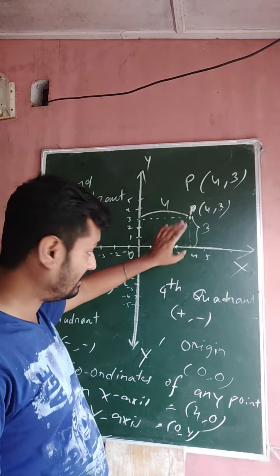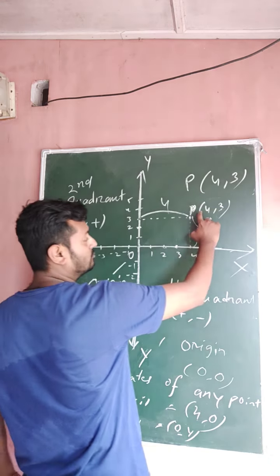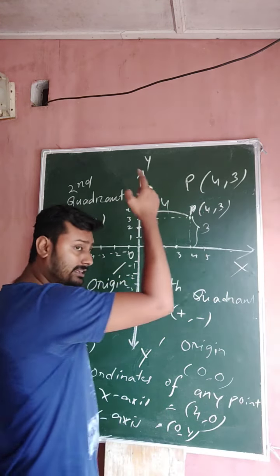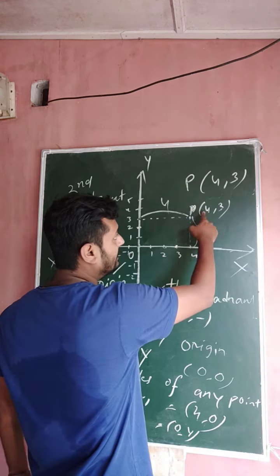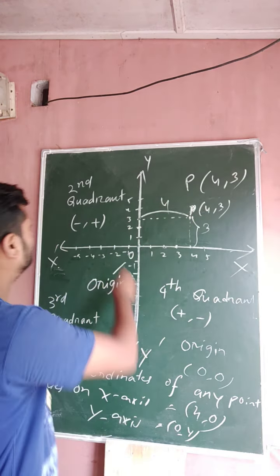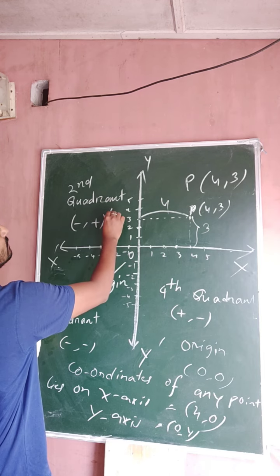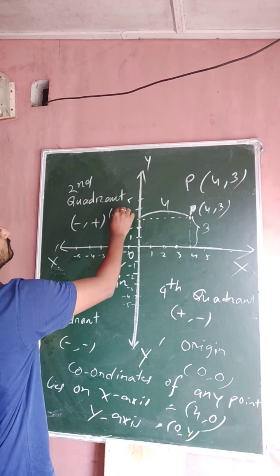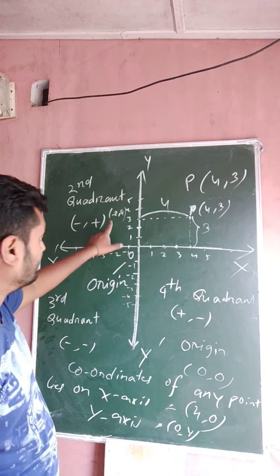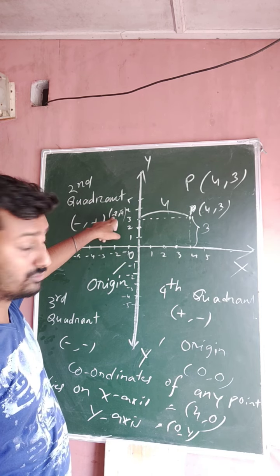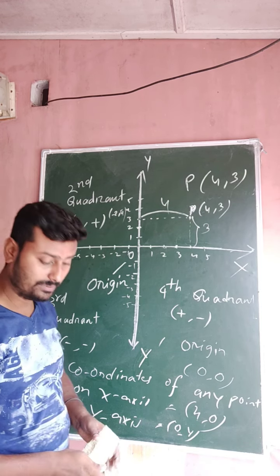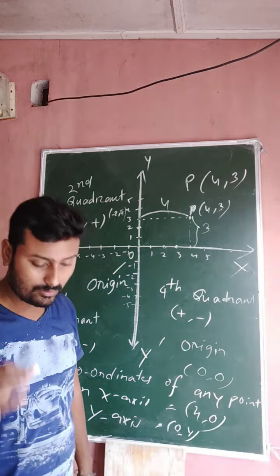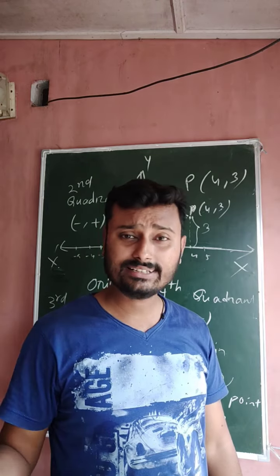Clear? But remember one thing: if a coordinate is negative, then in the case of distance you have to take the positive value. Suppose a point is (-2, 4). Then what is the distance of the point (-2, 4) from the y-axis? Not -2, you have to write +2. So remember, the distance of any point from the x-axis is the y coordinate, and the distance of any point from the y-axis is the x coordinate.